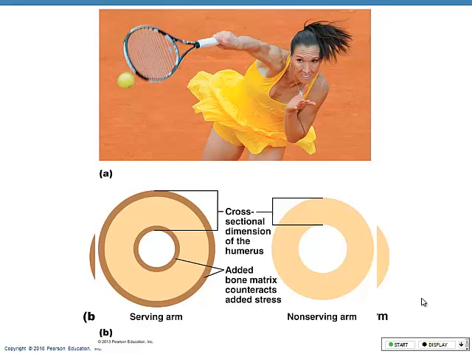Who's that? Oh no, that's not her anymore. Venus used to be on our book at one point, the famous tennis player. And if you look at the diameter of this tennis player's serving arm versus her non-serving arm, the bone will look very different. How come? And actually, her muscles will look very different too. You ever notice a tennis player? They have one really thick arm. It's because the stress actually causes the diameter of the bone to be larger.